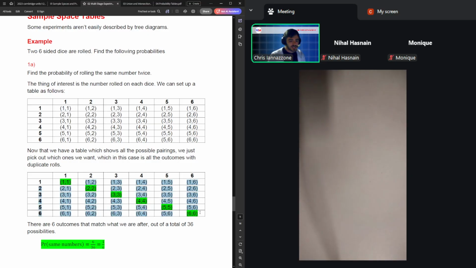Once you have that, it becomes quite clear and easy to figure out what your probability is for same number. 1, 1, 2, 2. There's 6 total outcomes out of a total possible outcomes of 36, sorry.